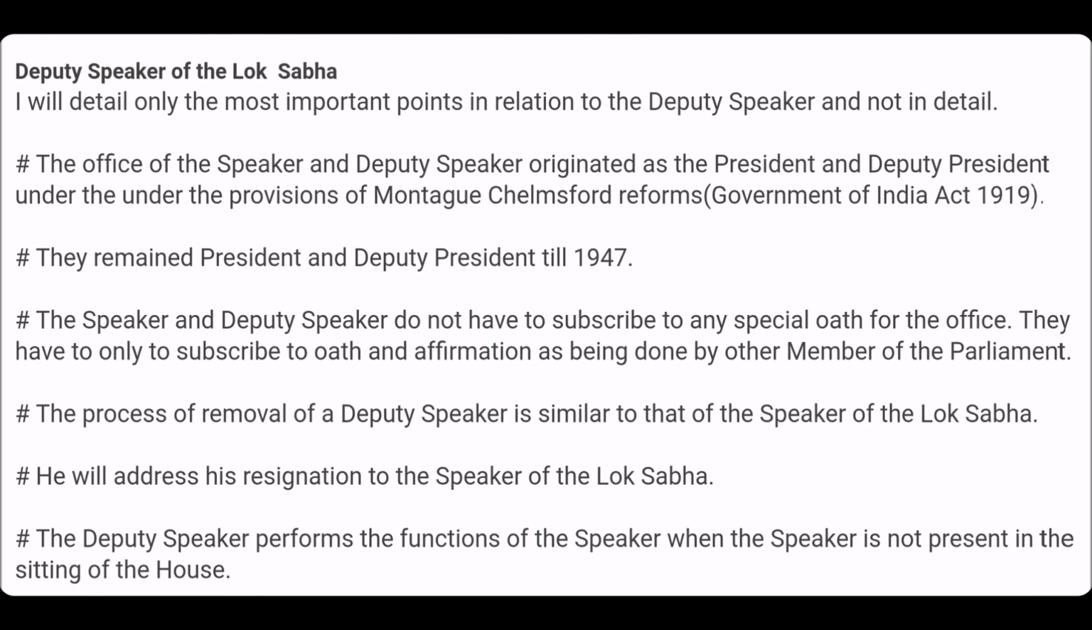Now we are going to talk about the Deputy Speaker of the Lok Sabha. The office of Speaker and Deputy Speaker originated as the office of President and Deputy President under the provisions of the Government of India Act of 1919. This nomenclature of President and Deputy President was used till 1947. After 1947, it was changed to Speaker and Deputy Speaker. It came through the Government of India Act 1919, that is the Montagu-Chelmsford reforms.